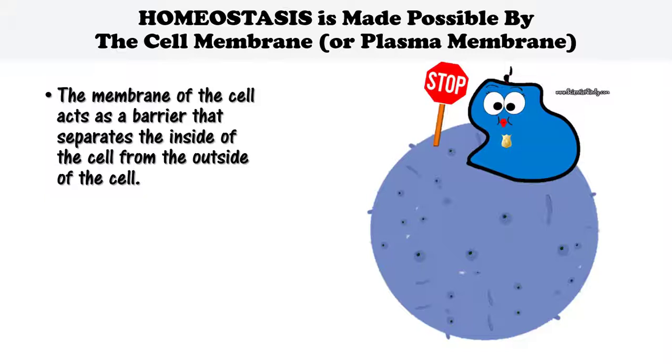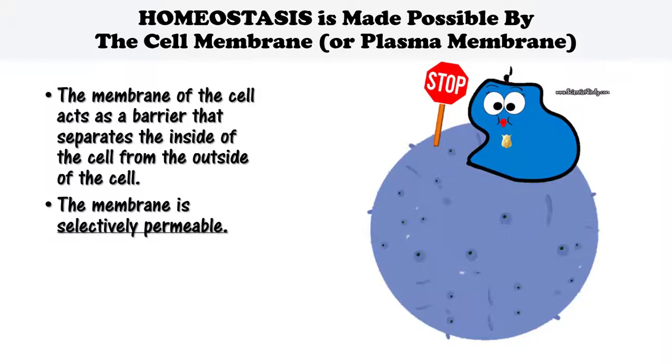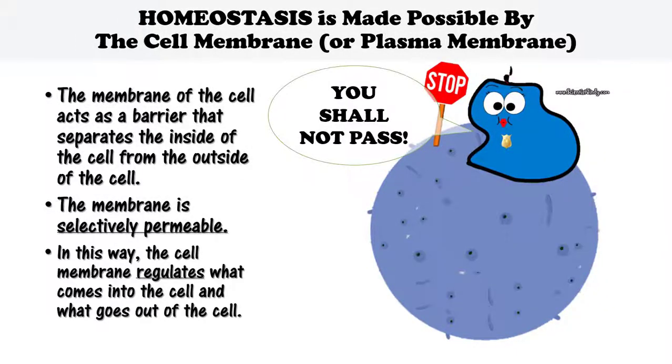The membrane of the cell acts as a barrier that separates the inside of the cell from the outside of the cell. The membrane is selectively permeable. In this way, the cell membrane regulates what comes into the cell and what goes out of the cell.